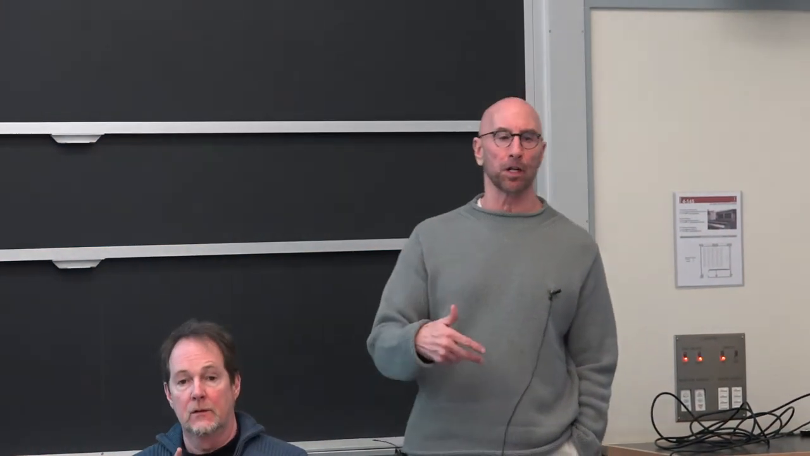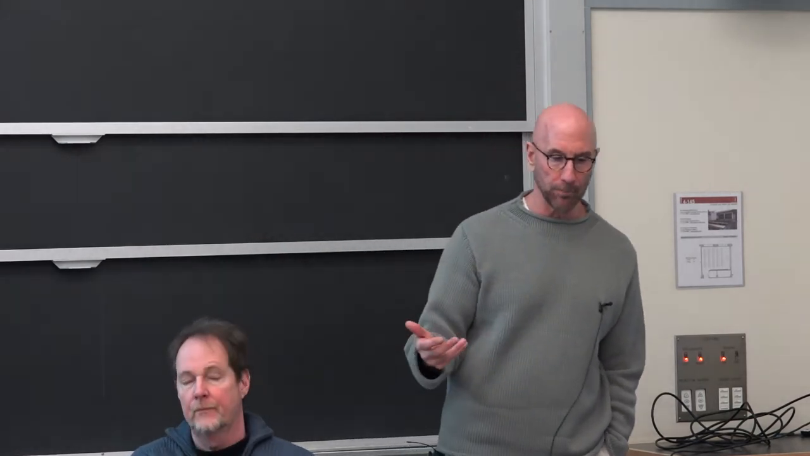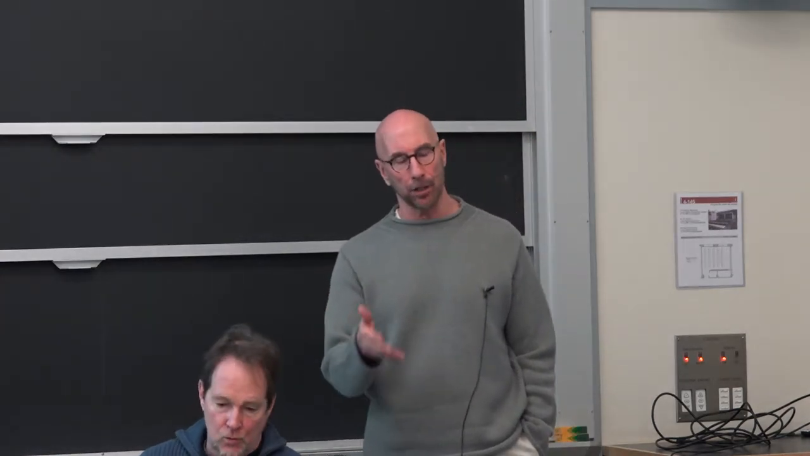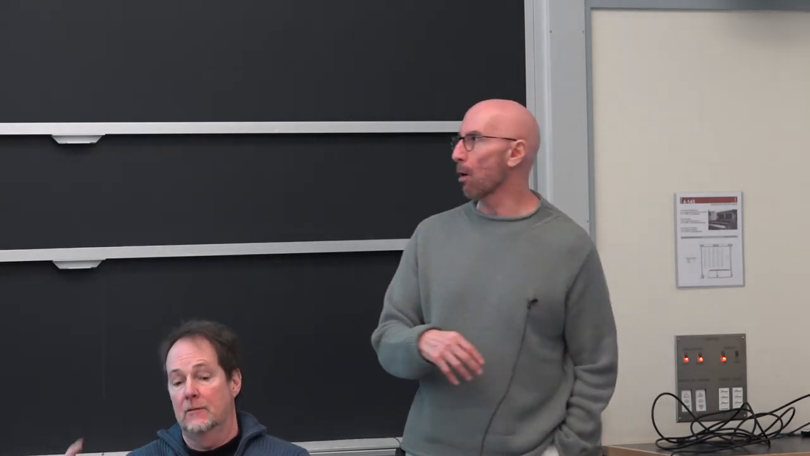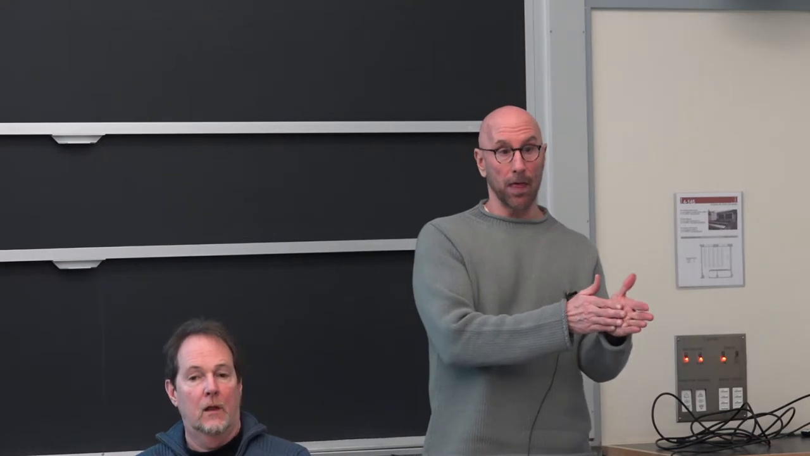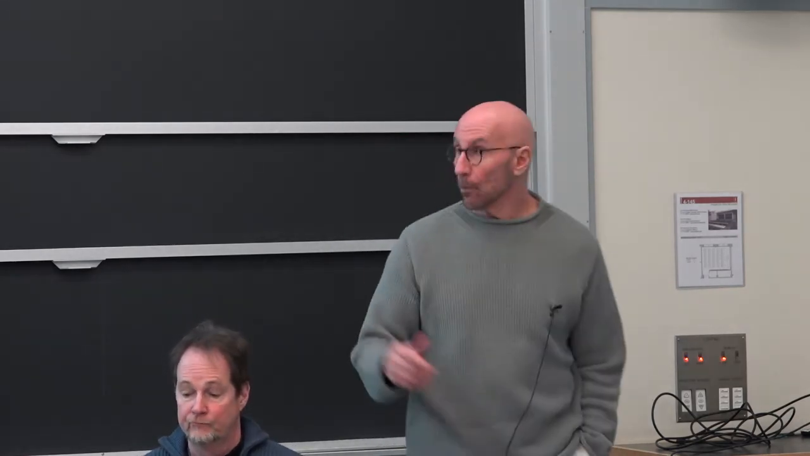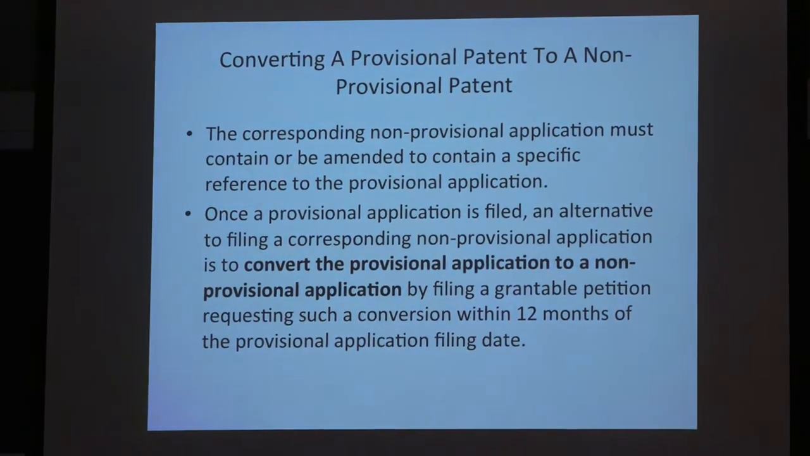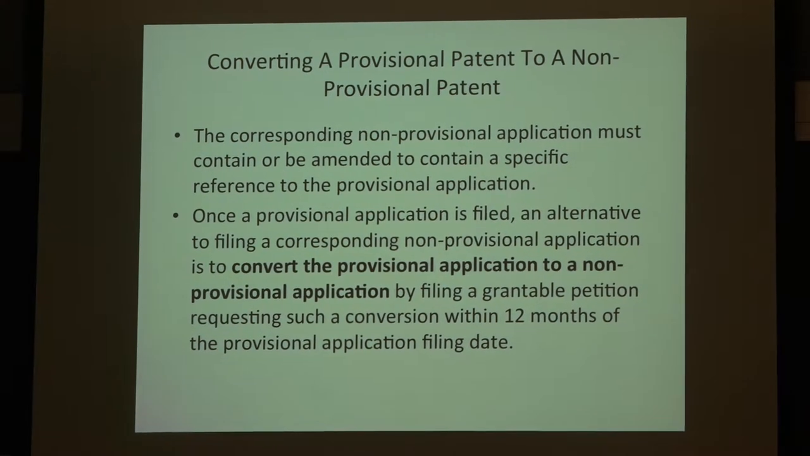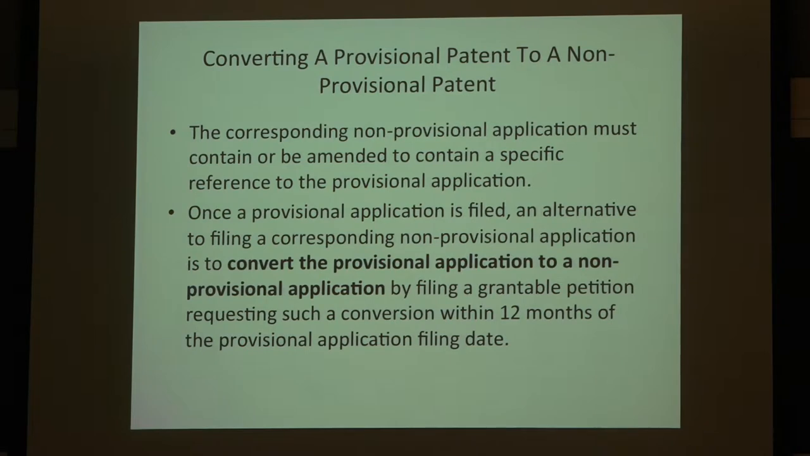You either have to convert your provisional patent application into a non-provisional patent application, or you have to file a brand new non-provisional application that references your prior provisional. Because remember, you want to protect that intellectual property from the date of your filing. So the corresponding non-provisional application must contain or be amended to contain a specific reference to the provisional. Why is it important to reference back to the provisional application? The reason is that you want to go back in time to the earliest date to protect your intellectual property. Now, you have a choice, as I said. You can either convert to a non-provisional or you can file a new patent application.